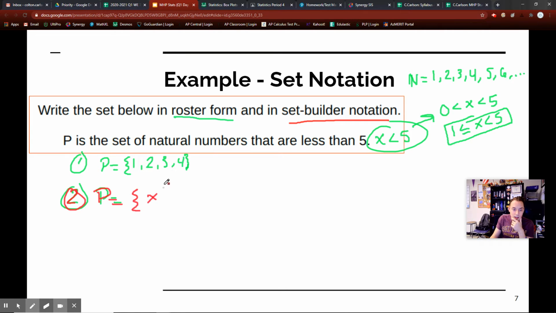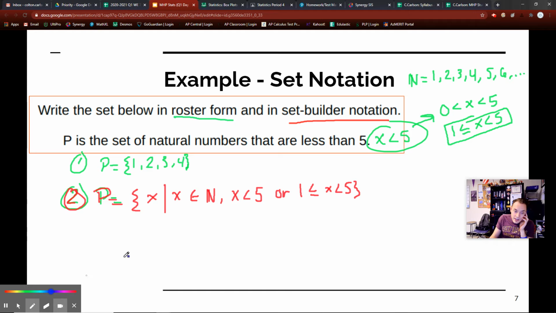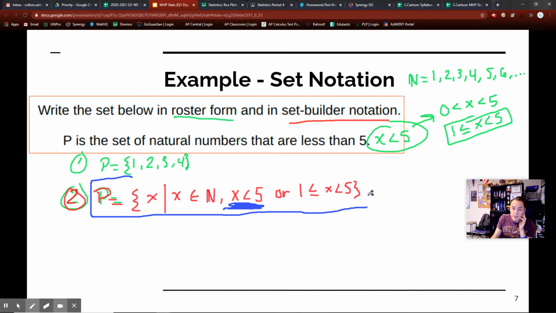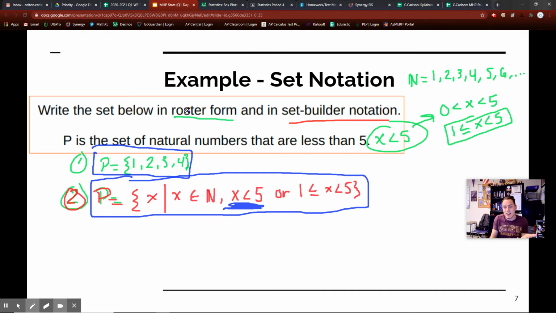So it's the P where x, such that x is an element of the natural numbers where x is less than 5, or we can say x is in between 1 and 5, not included. Now, more than likely, Math Excel will probably just accept this, and that's what you need to write down. But overall, this is your answer in set builder, and this is your answer in roster. Okay? So it's not too bad, right? It just looks scary, but it's not really too bad.